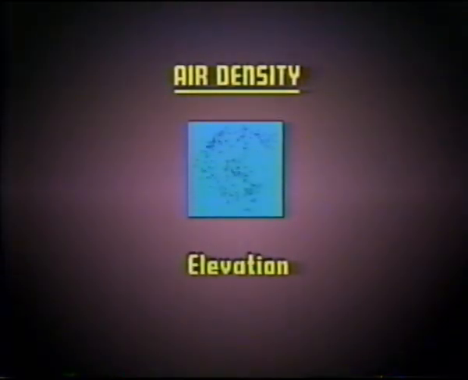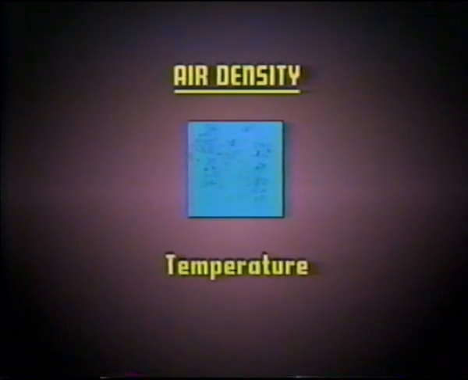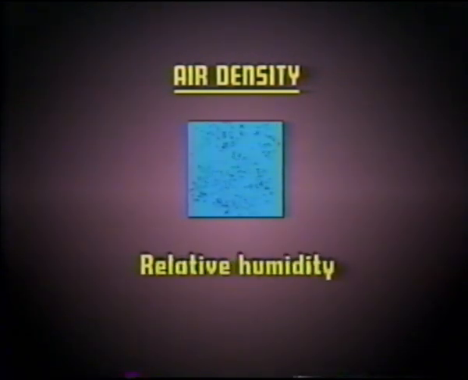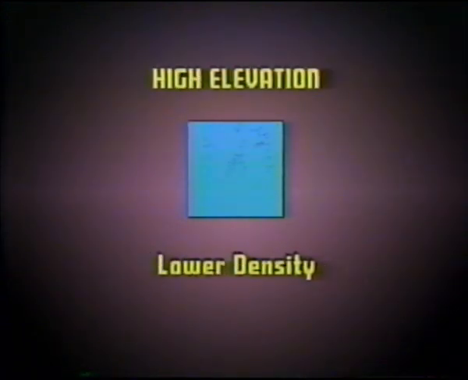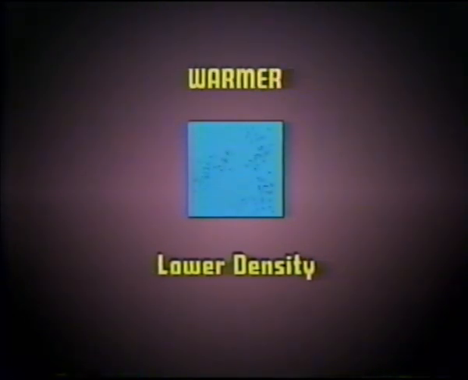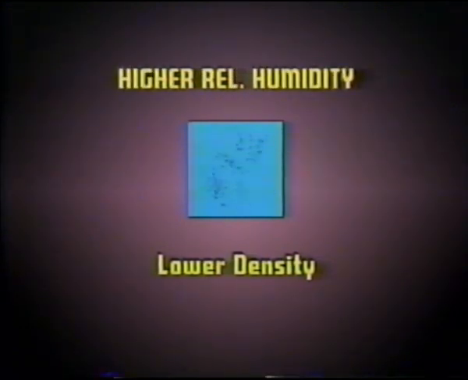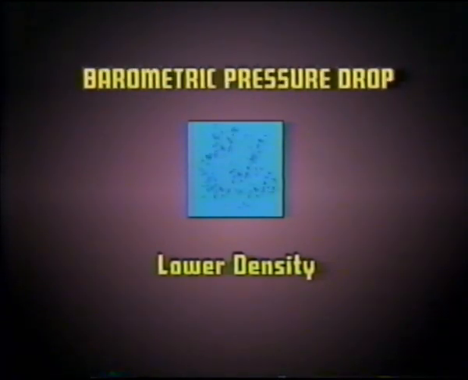Air density varies according to elevation, temperature, and relative humidity. These three factors combined have a cumulative effect. The higher the elevation, the lower the density, resulting in reduced performance. Likewise, warmer temperatures mean less dense air. A higher relative humidity also reduces the density of the air, again reducing performance. And as the barometric pressure drops, so does air density.